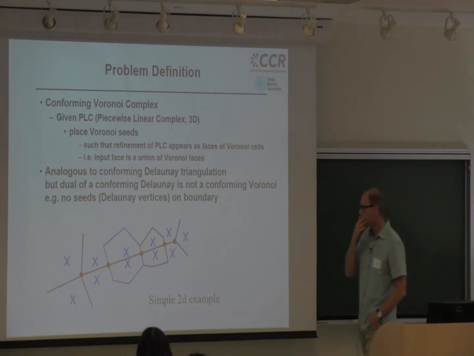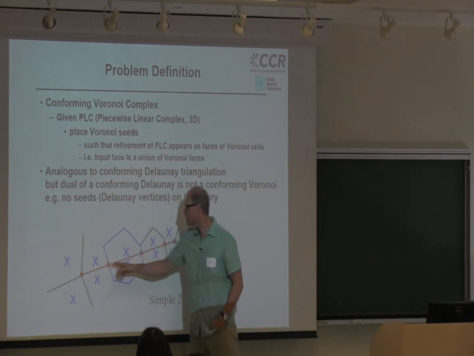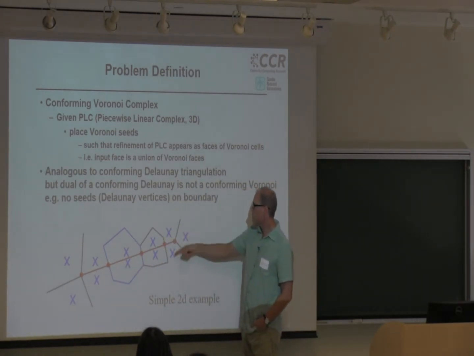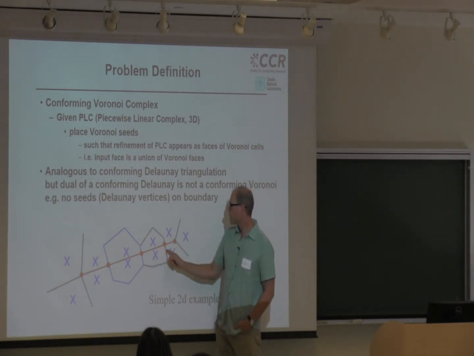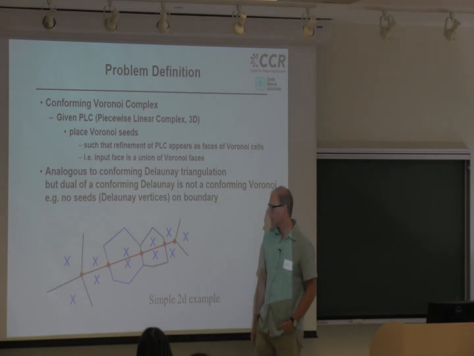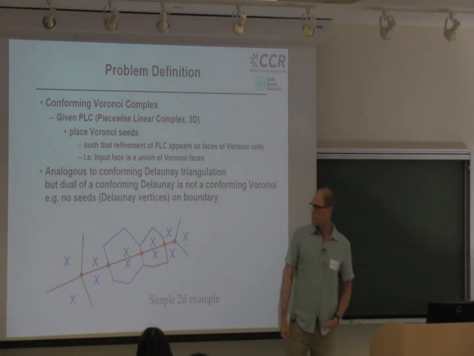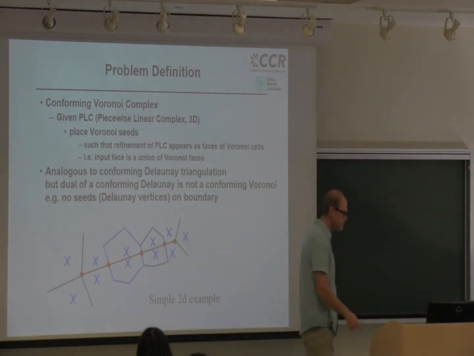So this is a 2D simple example. The red thing is an input edge, and now I'm going to place these seeds. You see the input edge was reconstructed as a series of Voronoi edges like that. And then we need some extra ones around the vertices.